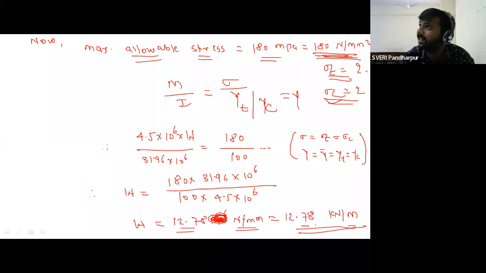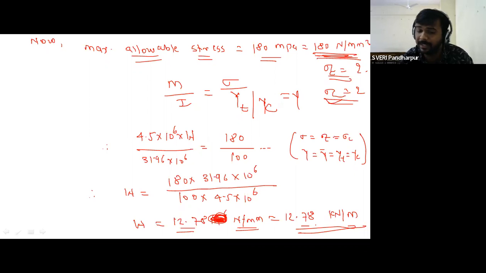त्यामुळे आपण फॉर्म्युला देतानाच M upon I is equal to sigma t upon y t दिला होता. But here, whatever the 180 megapascal stress is given, they have not mentioned whether it is sigma t or whether it is sigma c. Therefore, instead of representing the bending stress formula in the form of sigma t by y t, sigma c by y c, directly we can use M upon I is equal to sigma upon y.